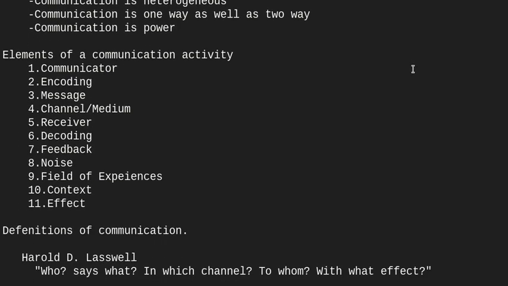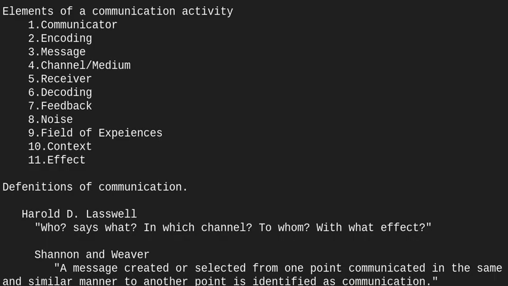Then elements of communication activity. There are 11: communicator, encoding, message, channel, receiver, decoding, feedback, noise, field of experiences, context, effect. So when we think about the communicator, he is the person who exchanges the information with other people. Then encoding means our thoughts converted into a message. Then message is the information that the communicator is going to exchange with other people. Then the channel, that is the medium through which the message is communicated. Then the receiver, that is the person to whom the communicator presents the message, right?